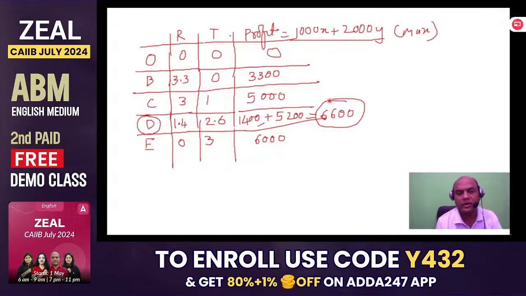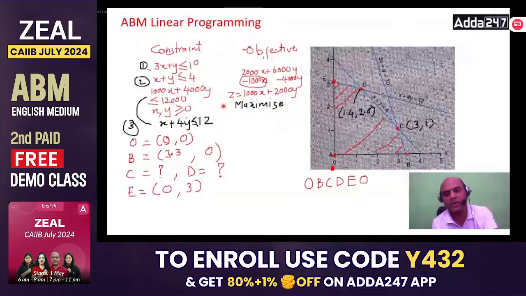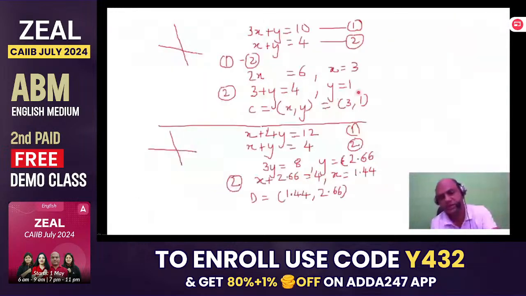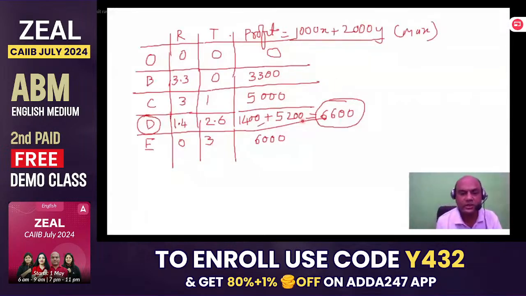So where are you getting the maximum value? You get the maximum value at point D, this point. Here your profit is maximum and this is your answer. At D point your profit is maximum. Okay. This is one of the biggest case studies.